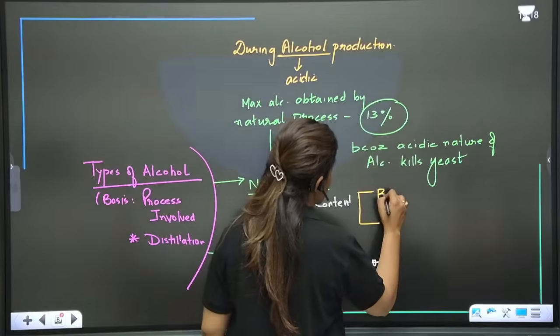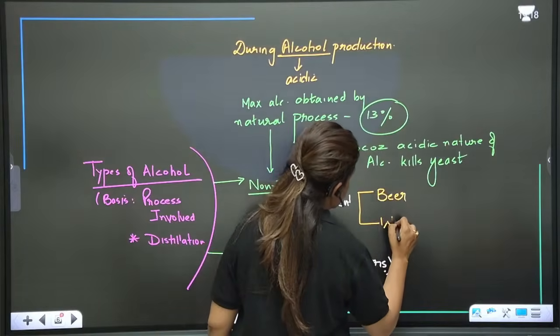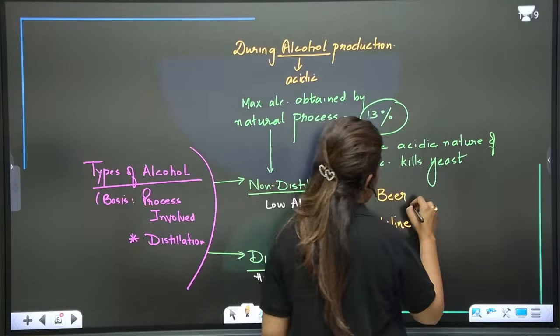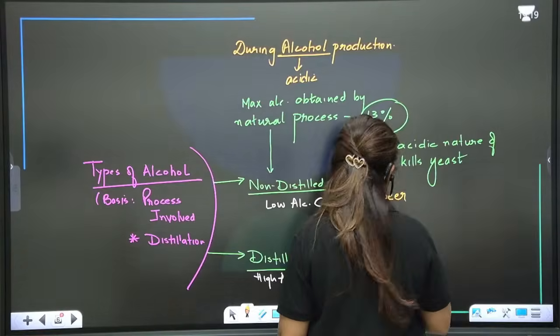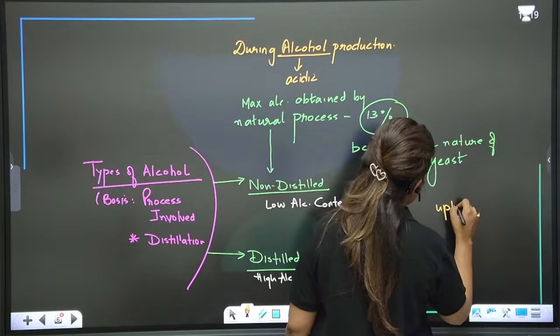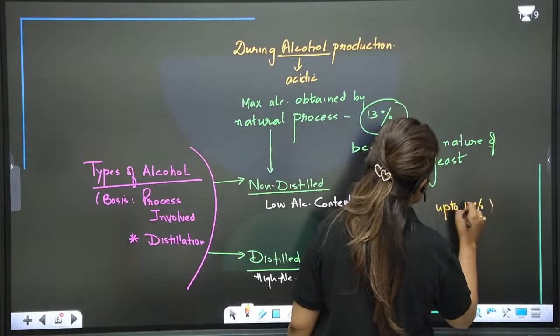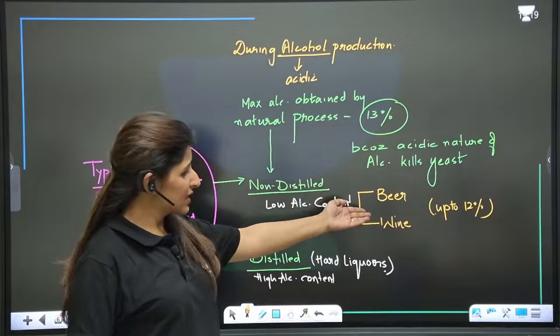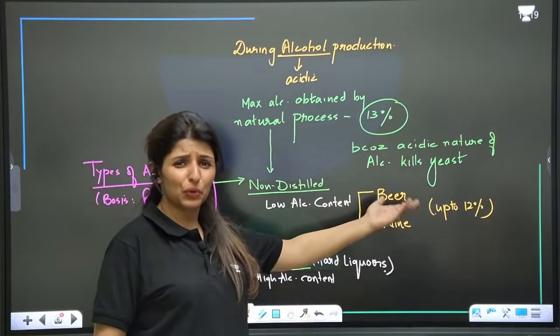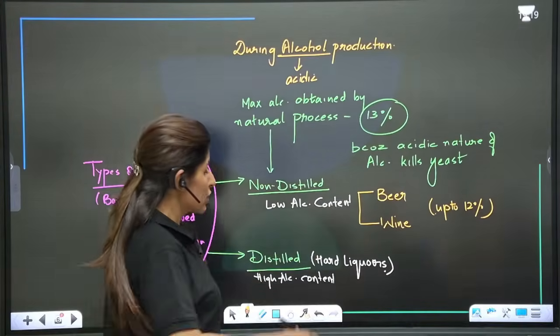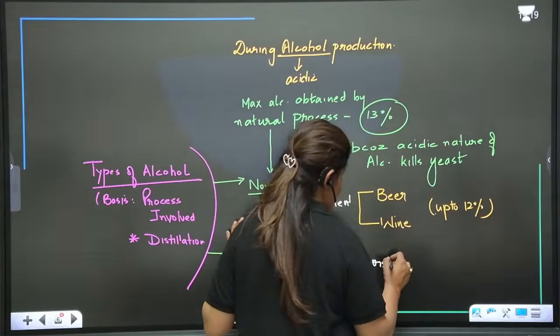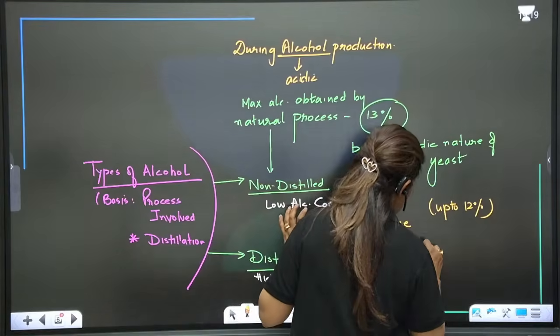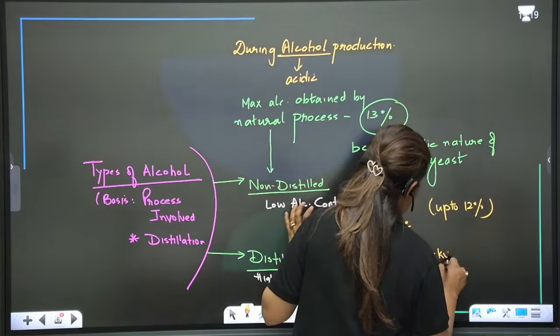So for non-distilled alcohol, you have to remember the names. One is beer and second is wine. Maximum they have up to 12% of alcohol. Is that clear? 3 to 6% in beer and about 9 to 12% in wine. Beyond this, if you want hard liquors, we have whiskey, brandy. You have to learn these names.